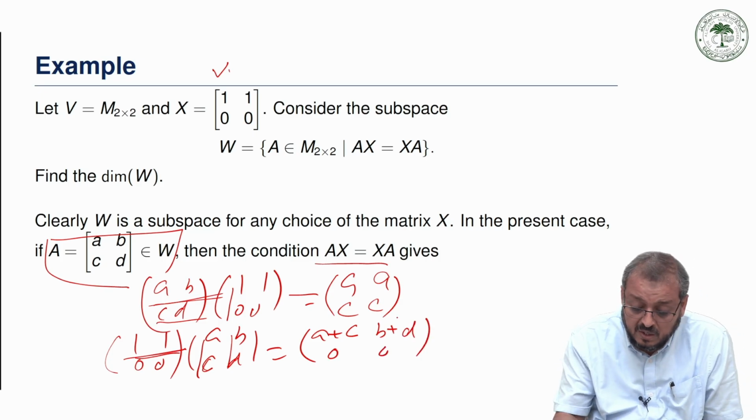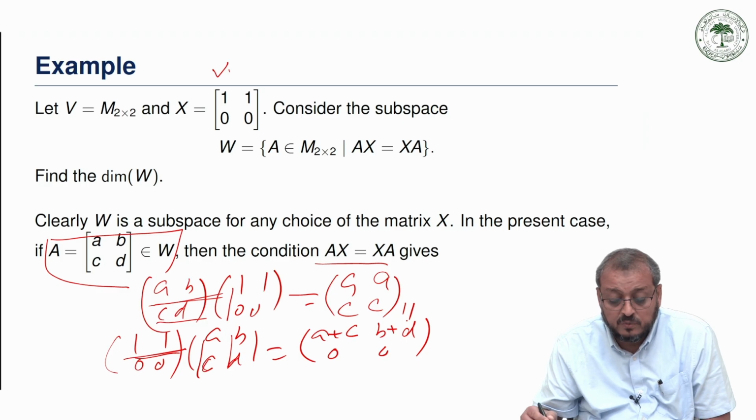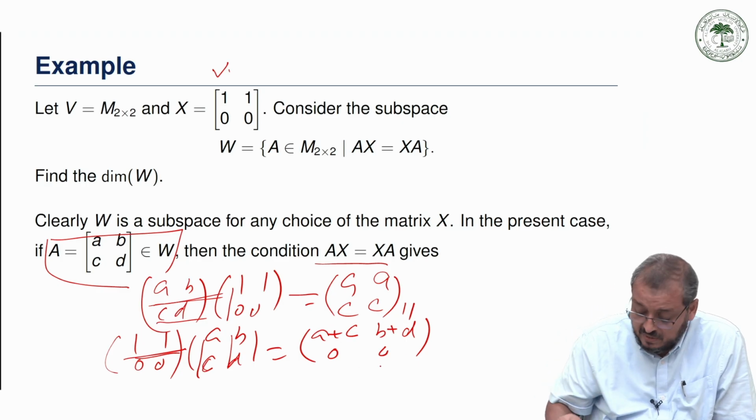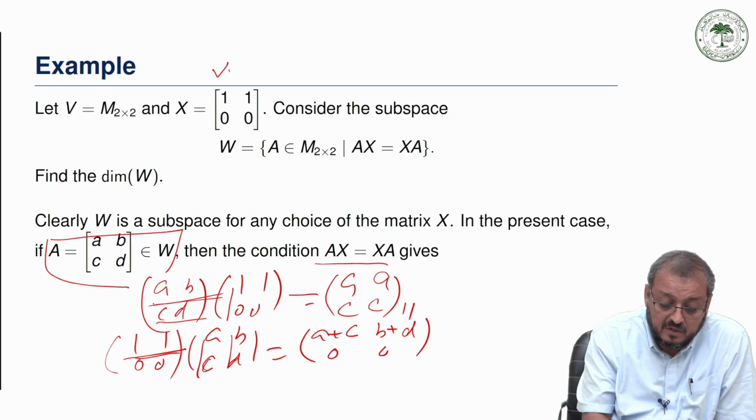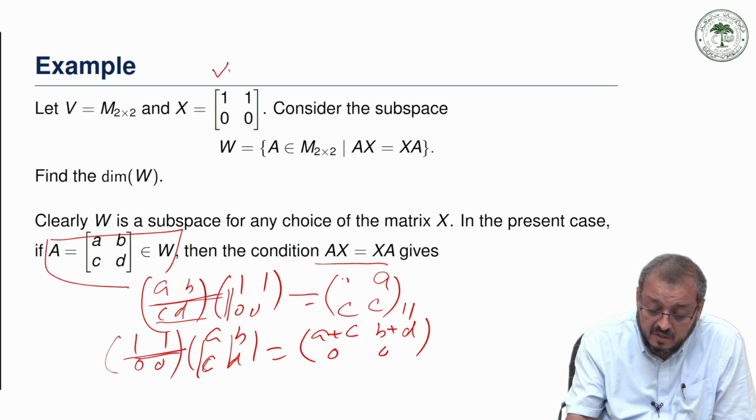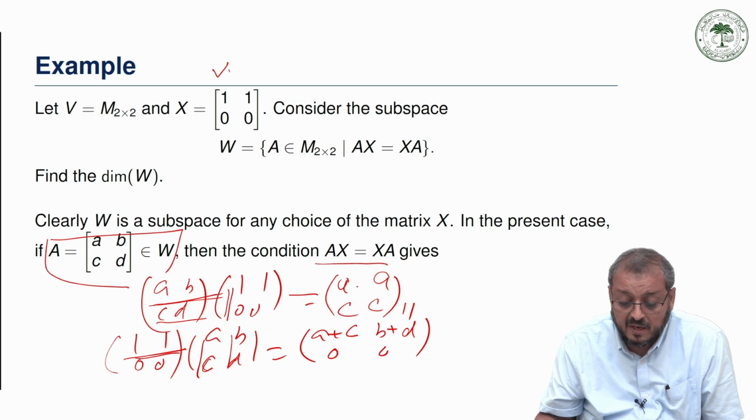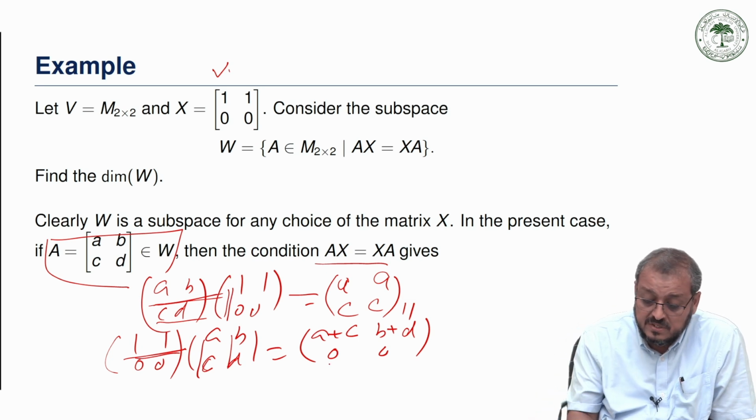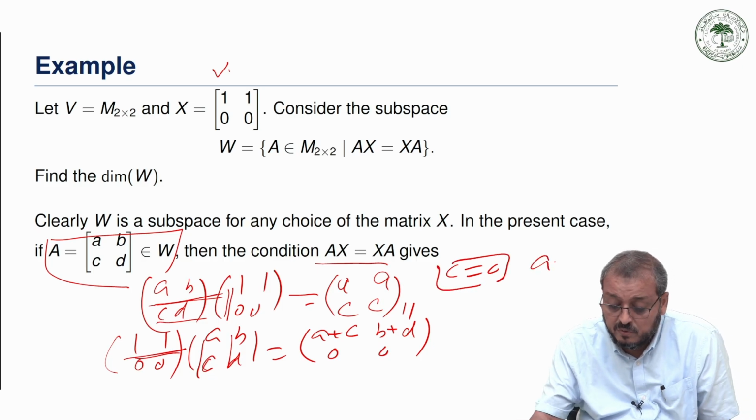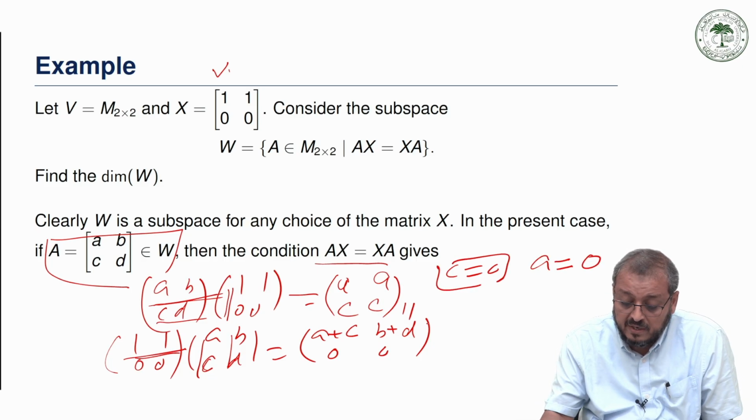Now these two are the same, so this means you have C equal to 0. So in this form we can just write it in the form of a matrix. So we have C is equal to 0. If C is equal to 0, then you have A is equal to 0, and also you have B plus D is equal to 0.